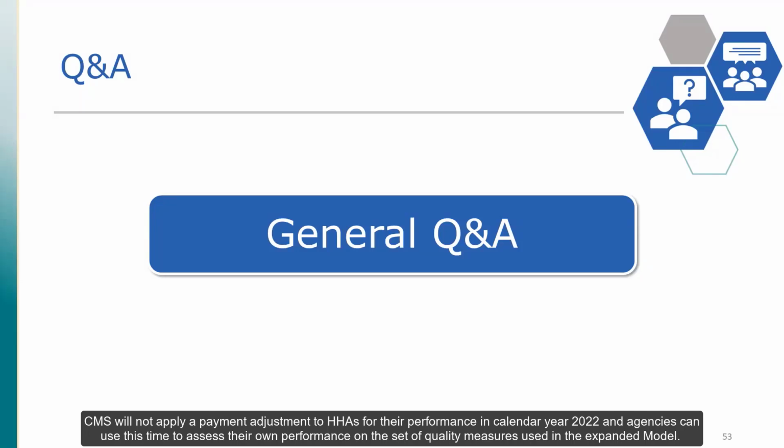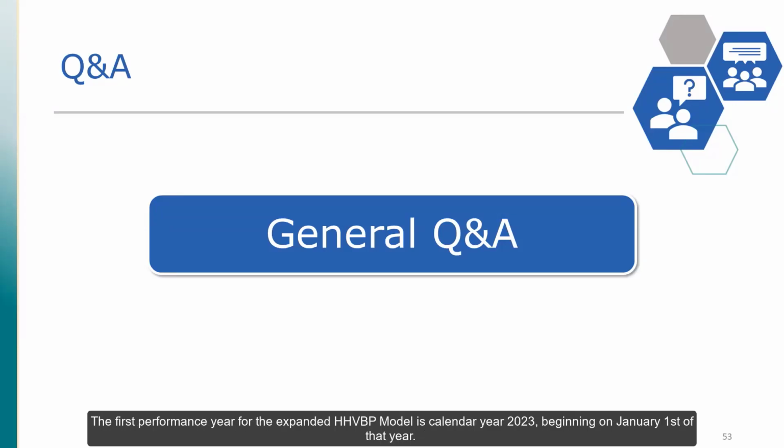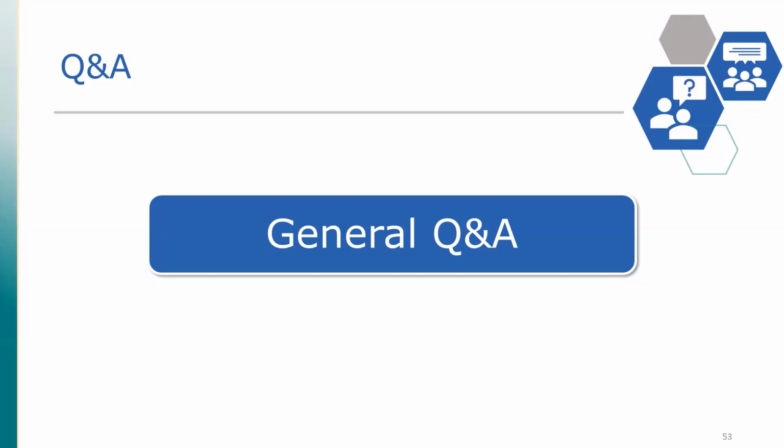CMS will not apply a payment adjustment to HHAs for their performance in calendar year 2022. And agencies can use this time to assess their own performance on the set of quality measures used in the expanded model. The first performance year for the expanded HHVBP model is calendar year 2023, beginning on January 1st of that year. HHAs' performance during calendar year 2023 will determine their payment adjustment amounts that CMS will apply during the first payment year, which is calendar year 2025.